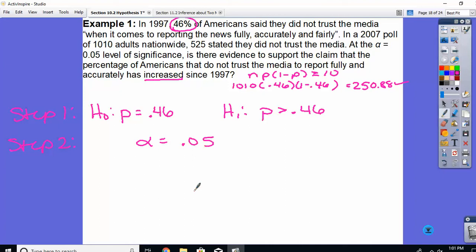Step 3, we are actually going to compute some things. So this is where the approaches start to get different, but either way we have to compute the test statistic. So my z. We need some things before we can plug into that formula, don't we? What is my p hat that I observed in this? We had 525 out of the 1,010.